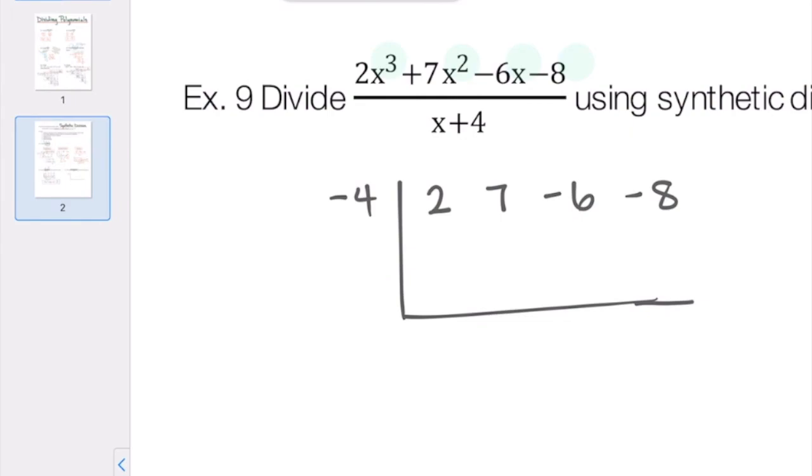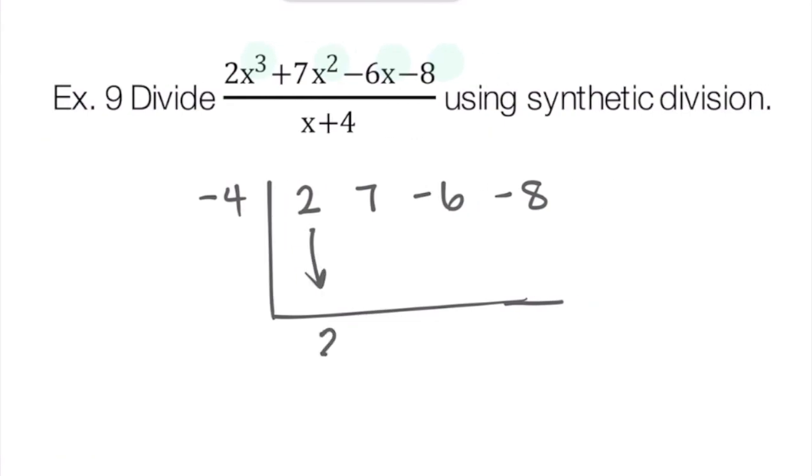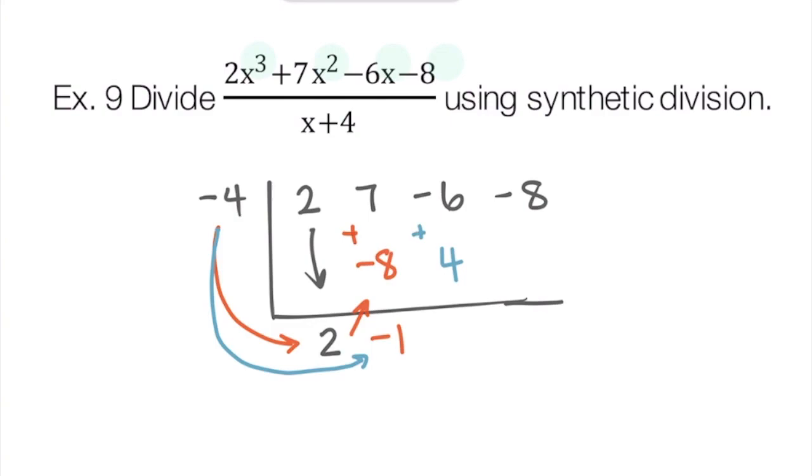Now we're going to drop the first number, and then multiply the root times that first number and pop it up. So we'll have a -8 here, and we'll add that column. 7 plus -8 is -1. Now, root times that next number. -4 times -1 is +4. -6 plus 4 is -2. Next, -4 times -2, we pop that up. That's going to be a +8. We add the two together, and this is a 0.